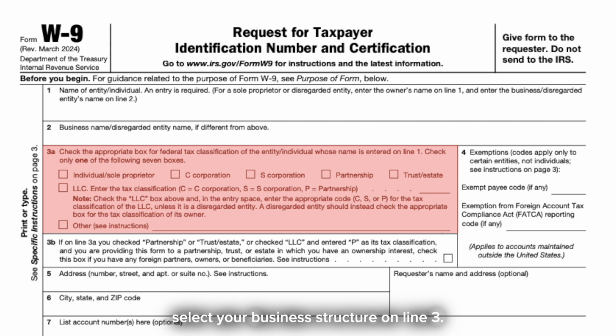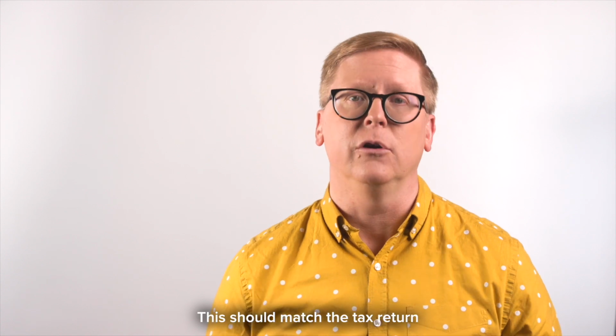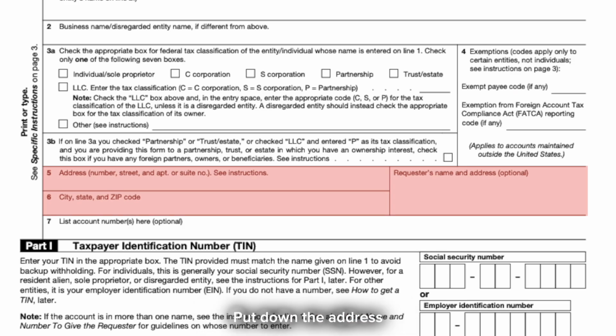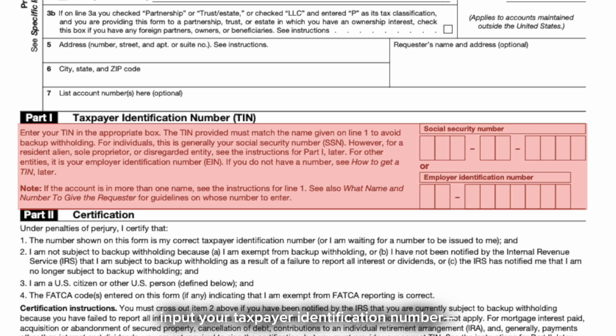Moving on. Select your business structure on line 3. This tells the IRS how you're classified for tax purposes. This should match the tax return you complete annually for your business. Your mailing address is next. Put down the address where you want to receive important tax information. Next, input your taxpayer identification number, either your social security number or employer identification number.